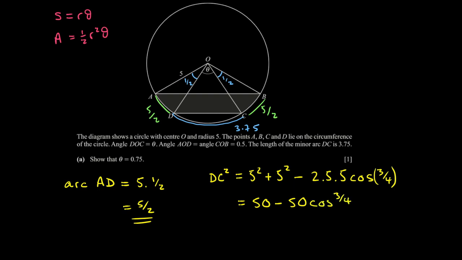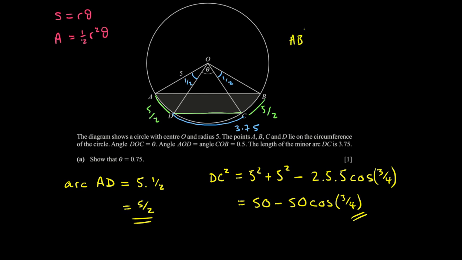Okay. Just rewrite that a little bit, cos 3/4. Okay, and so that's going to give us the length DC. So we've kind of got that now. Of course, we'd have to square root it. So now what we want to do is find the length AB. Well, AB is going to be found in exactly the same way.